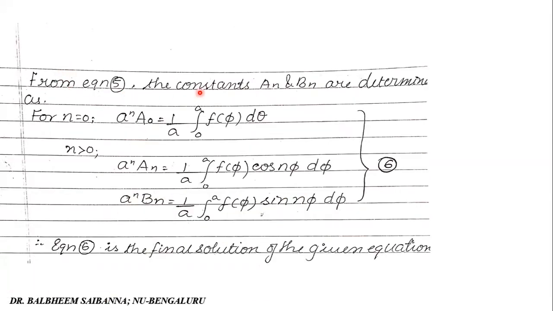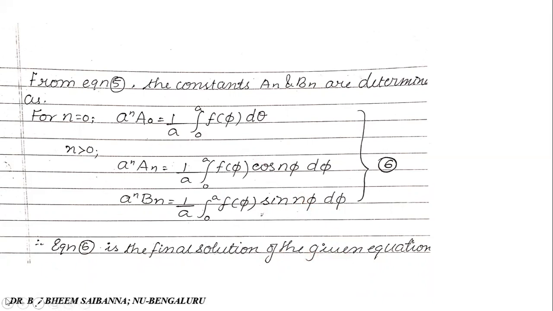From equation 5, the constants an and bn are determined. For n equal to 0, a to the power of n, a naught is equal to 1 by pi integral 0 to 2 pi f of pi d theta. For n greater than 0, a to the power of n, an is 1 by pi integral over 0 to 2 pi f of pi cos n pi d pi. And a to the power of n, bn is equal to 1 by pi integral 0 to 2 pi f of pi sin n theta d pi. Equation 6 is the final solution of the given equation.